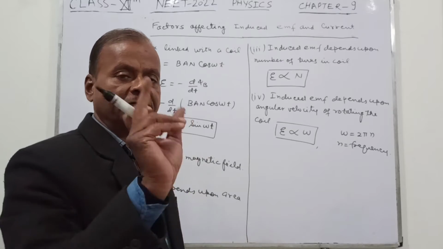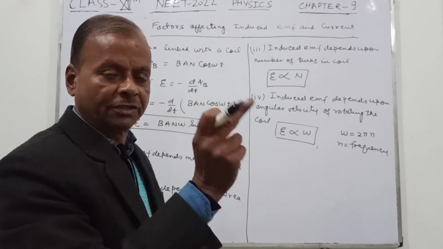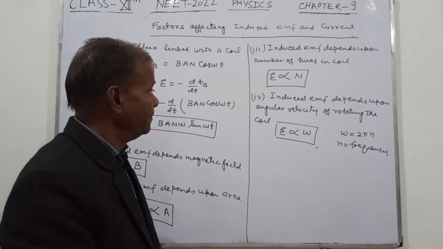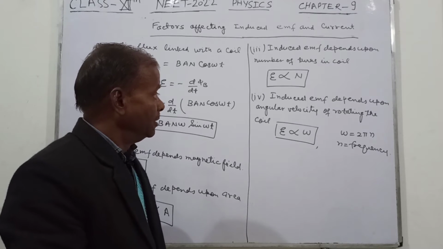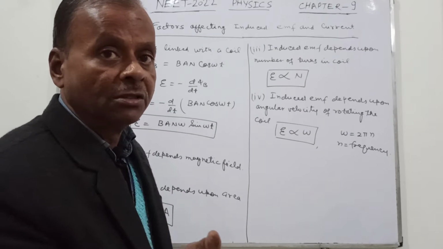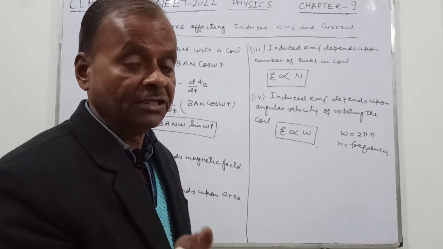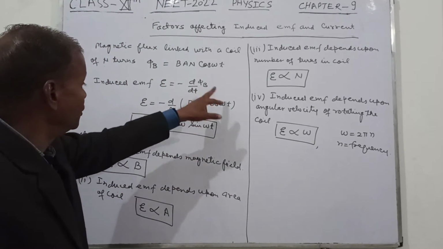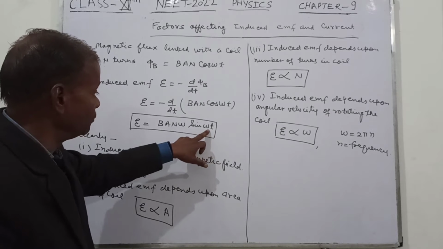Suppose the coil is rotated in the magnetic field, then this induced EMF is maximum. And also when the plane of the coil is perpendicular to the magnetic field lines, then this induced EMF will be greatest. And you can see from here that this omega t equals pi by 2.